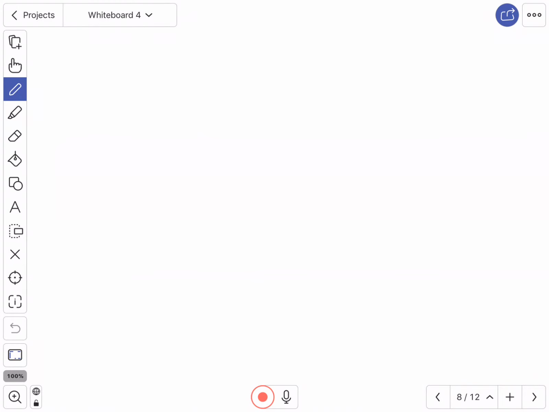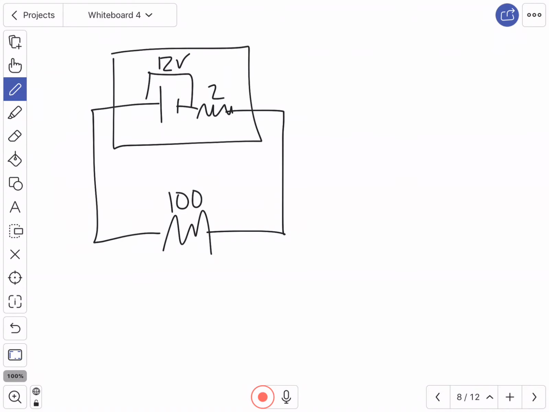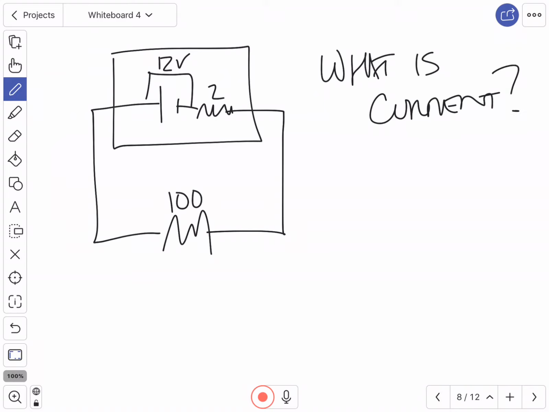So if we think about a circuit that has a load of 100 ohms, an internal resistance of 2 ohms, and a battery with an EMF of 12 volts, what we might want to know is what's the current of this circuit, as well as what is the voltage of the circuit, and what is the voltage lost due to that internal resistance.